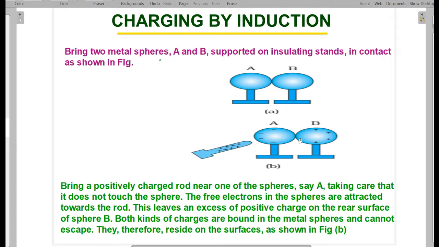Free electrons in the spheres are attracted towards the rod. This leaves excess positive charge on the rear surface of sphere B. Both kinds of charges are bound in the metal spheres and cannot escape. They therefore reside on the surfaces as shown in this diagram.